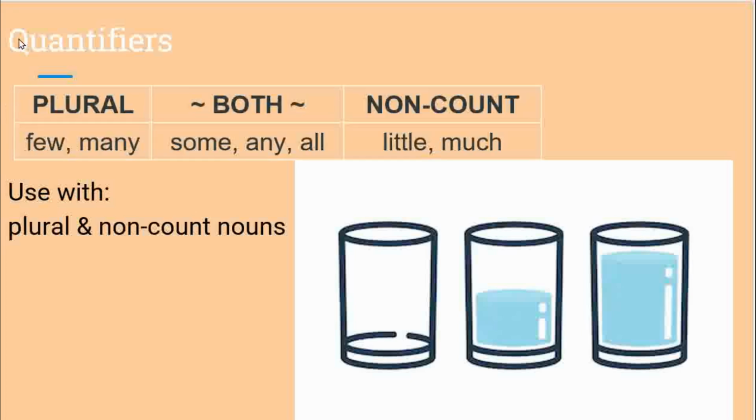For plural nouns, we have some specific quantifiers like few and many. These are only for plural nouns like many apples. We also have some quantifiers that are only for non-count nouns like much water. And then we have some quantifiers that are good for both, like some. I can say some apples or some water, plural or non-count.